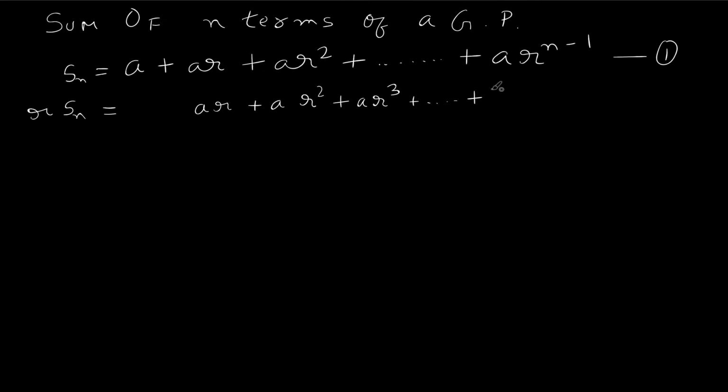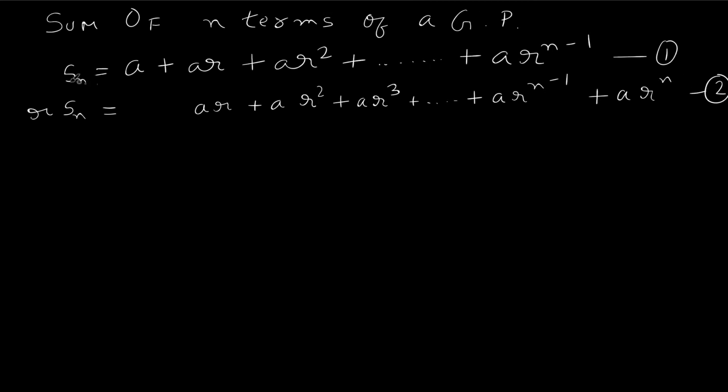Now what happens is the n minus 1th term, which would normally be ar to the power n minus 2, becomes ar to the power n minus 1, and the nth term that we have here, if you multiply this by r, becomes ar to the power n minus 1 plus 1, so this becomes ar to the power n. So this becomes our equation 2.